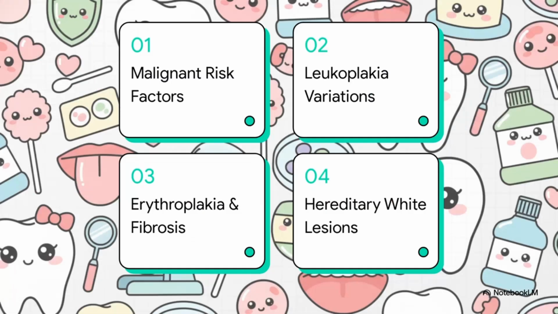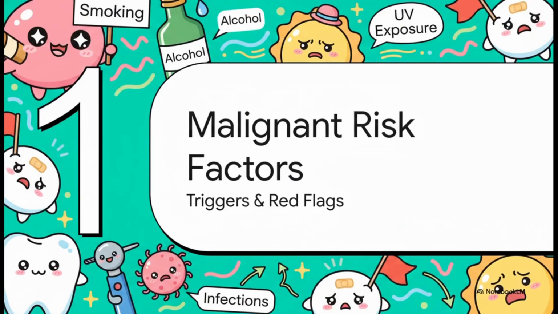Here is your roadmap for this explainer. 1. High-yield malignant risk factors. 2. Mastering leukoplakia variations. 3. Erythroplakia and submucous fibrosis. And 4. Hereditary oral white lesions.